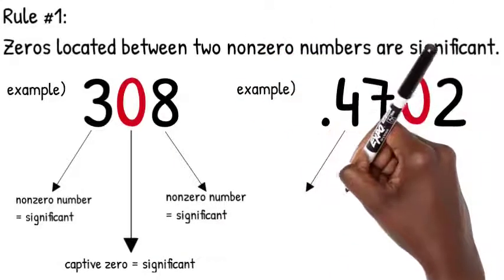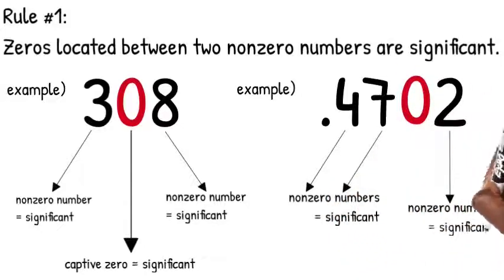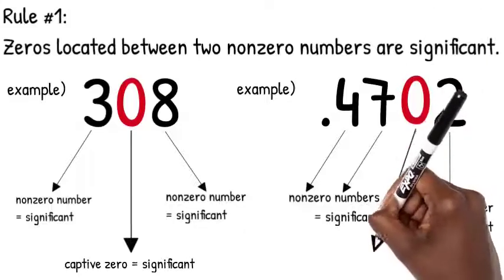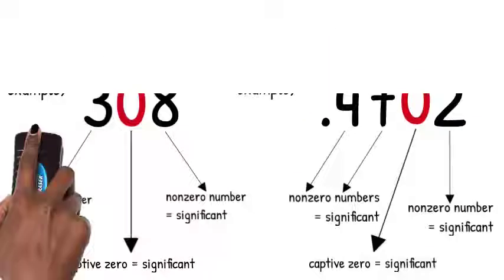For the number 0.4702, the tenths, hundredths, and 10,000ths place all are non-zero numbers, so they are significant. The 0 in the thousandths place is a captive zero, so it's also significant. Therefore, the number 0.4702 has 4 significant figures.